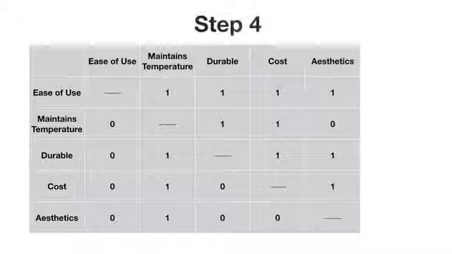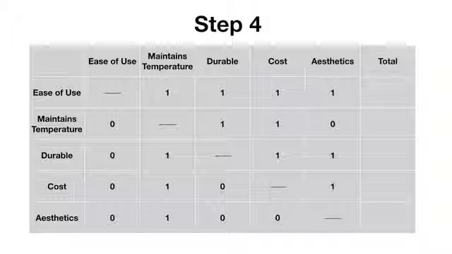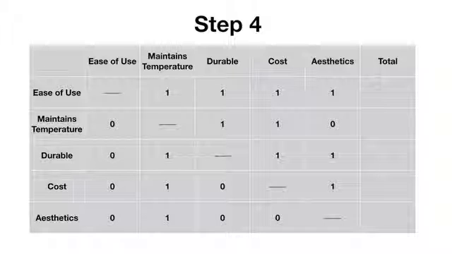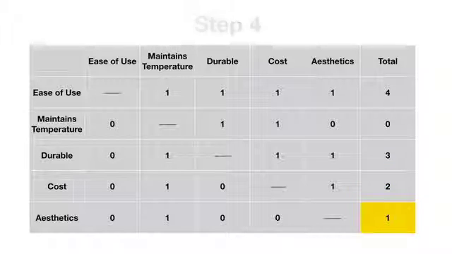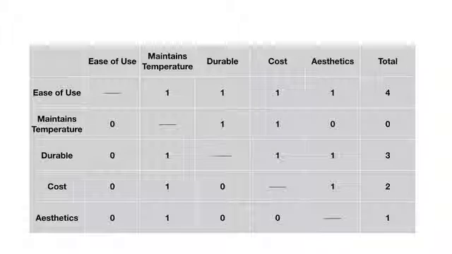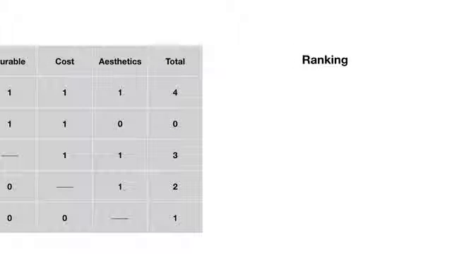The fourth step is to sum across each row. So for ease of use, that will score to a 4, maintained temperature, a 0, durable, 3, cost, 2, and aesthetics, a 1. The fifth step is to rank the objectives and reflect on the results. So the highest ranking number in the total column is the most important criteria. And the other criteria follow down in rank.